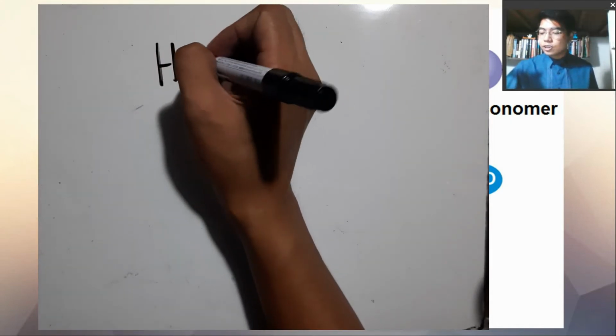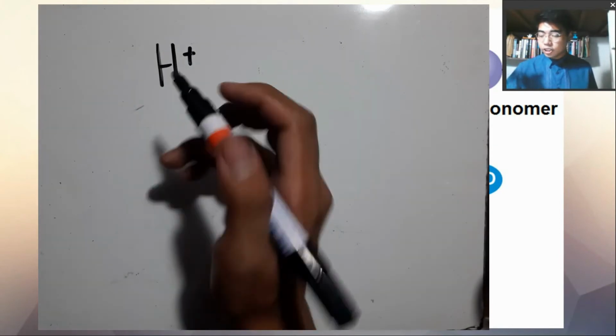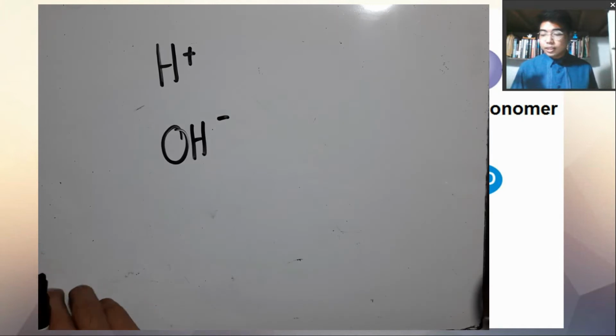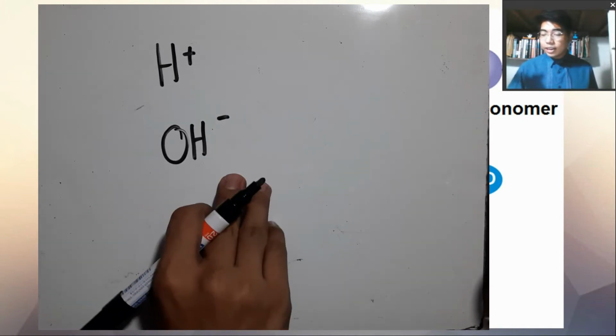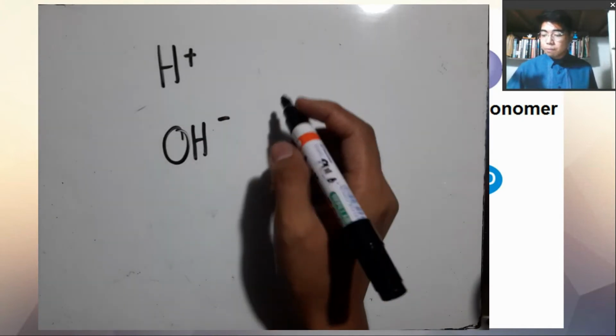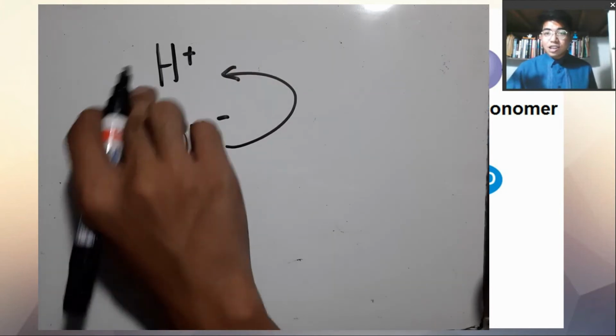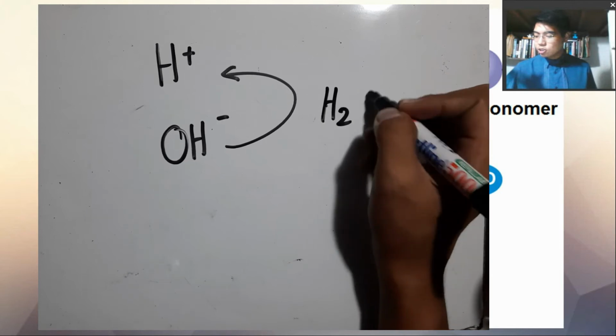As I mentioned earlier, always remember that the materials that will be removed during the synthesis of a polymer are the following: the hydrogen ion, which is positively charged, and the hydroxide, which is negatively charged. Now, in the case of the OH, or the hydroxide, it will always combine with the positively charged hydrogen ion to create H2O.